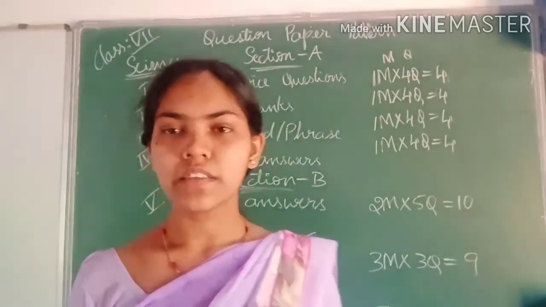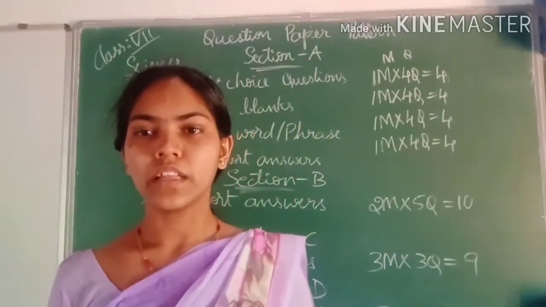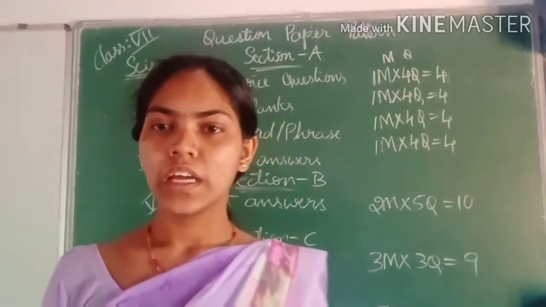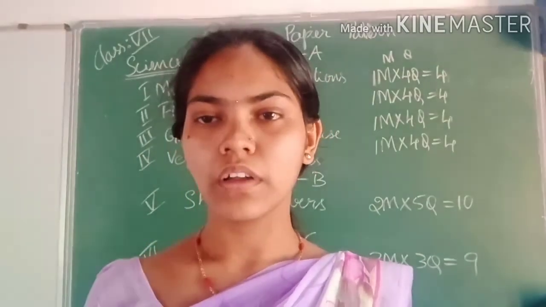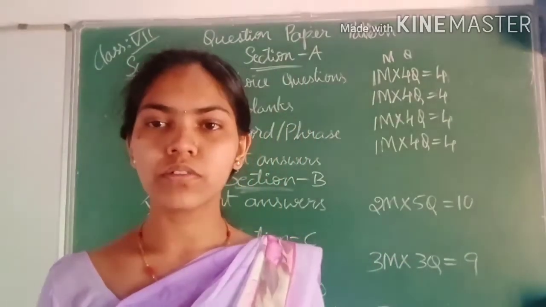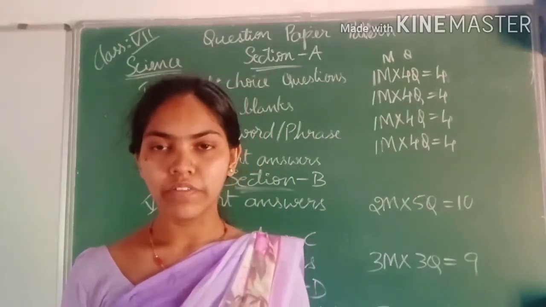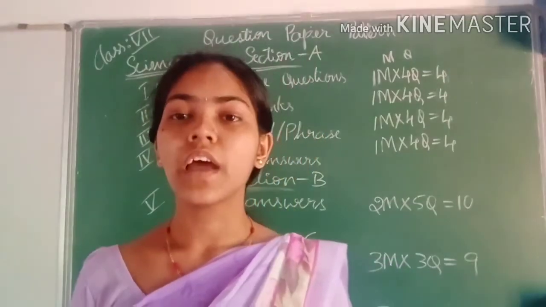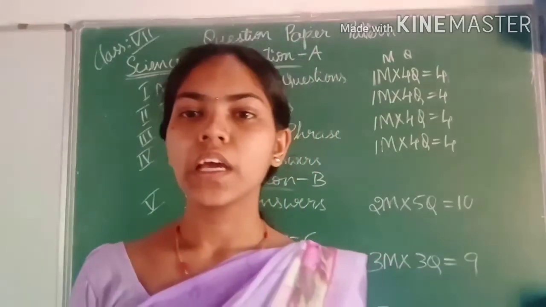After that, in the second chapter, nutrition in animals, there are 2 types of nutrition processes. How do we take the food? The process of taking nutrition in human beings is known as holozoic nutrition, because we take the nutrition in the form of liquid or in the form of solid. So that is holozoic nutrition. What is the meaning of holozoic nutrition?